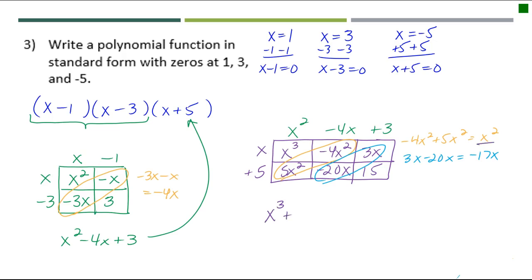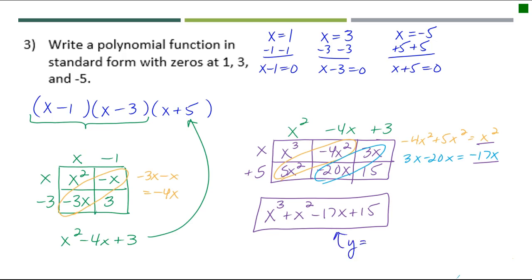Now, if you wanted to check to make sure that you had the correct answer, you could type this into y equals in your calculator. And what you would do is you would check to make sure that on your graph that it crossed through at positive 1, positive 3, and negative 5. So it doesn't matter what the rest of the graph looks like, but as long as it crosses through at the right zeros, you're going to know that you did this problem right.